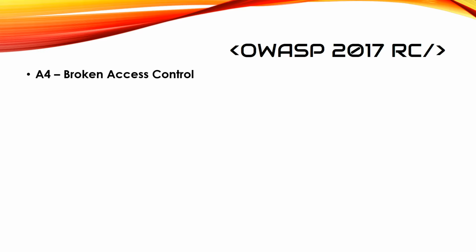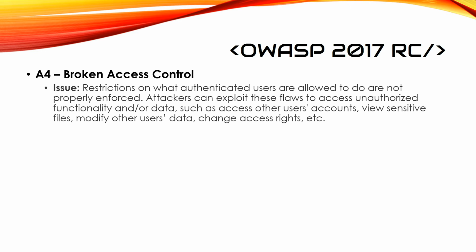Okay, now for broken access control. The issue is that restrictions on what authenticated users are allowed to do are not properly enforced. Attackers can exploit these flaws to access unauthorized functionality and/or data, such as accessing other users' accounts, viewing sensitive files, modifying other users' data, changing access rights, etc.